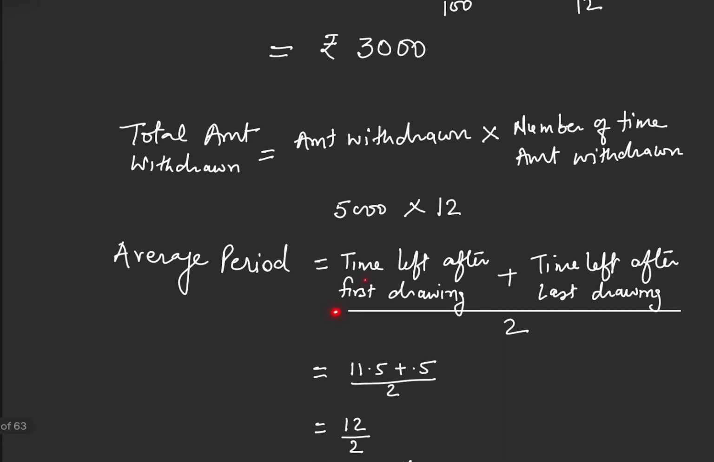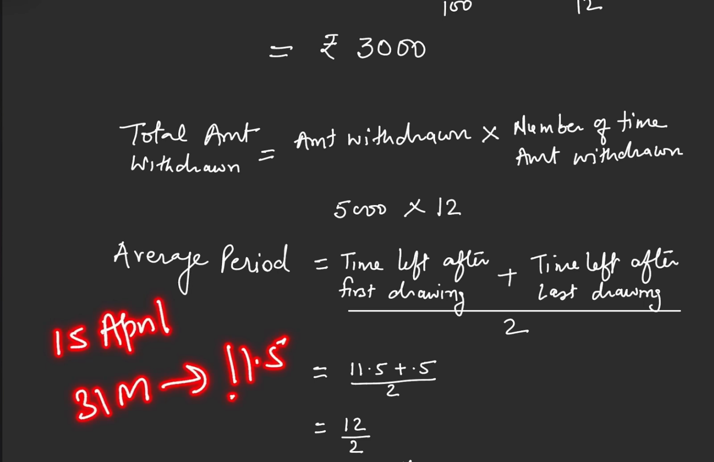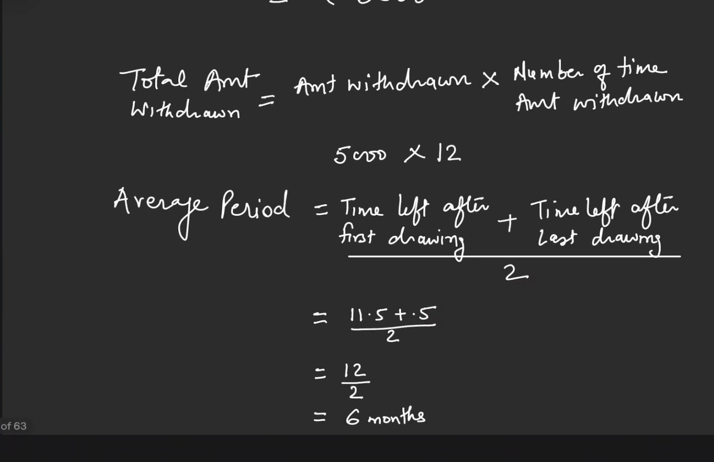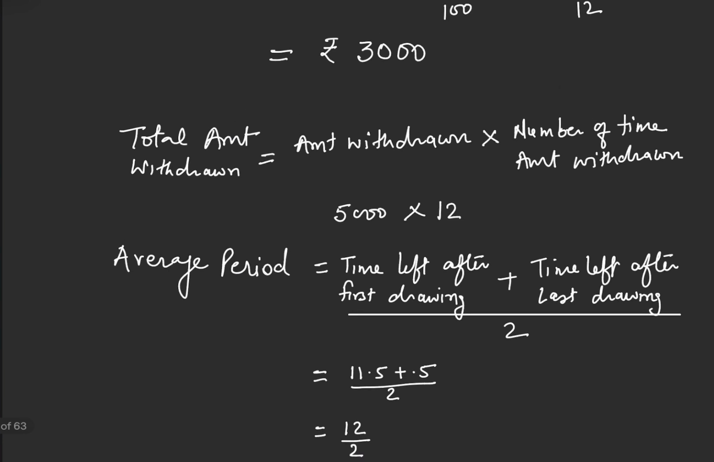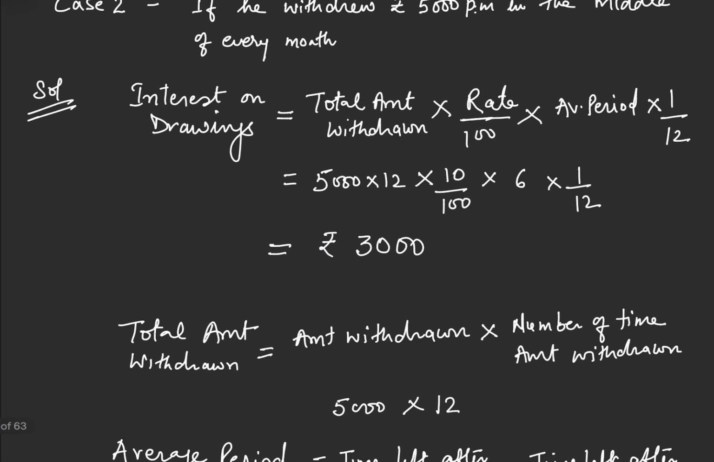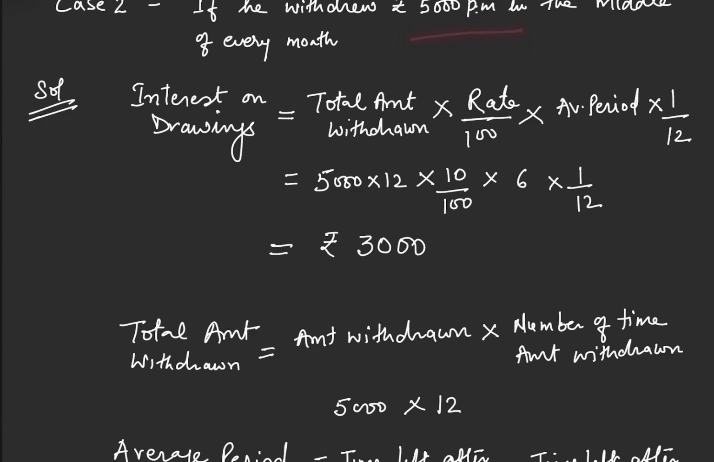Next we have to calculate the average period. Let's see how we have to calculate time left after the first drawing. The first drawing would have been made on 15th of April. So from 15th April to 31st March, time left is 11.5, and the last drawing would have been made on 15th of March. So time left is half month. Now total becomes 12 by 2, and 6 months. 6 months is the value of the average period. So after the calculation, we find that rupees 3,000 will be paid by the partner as interest on drawings. Now let's discuss case number 3.